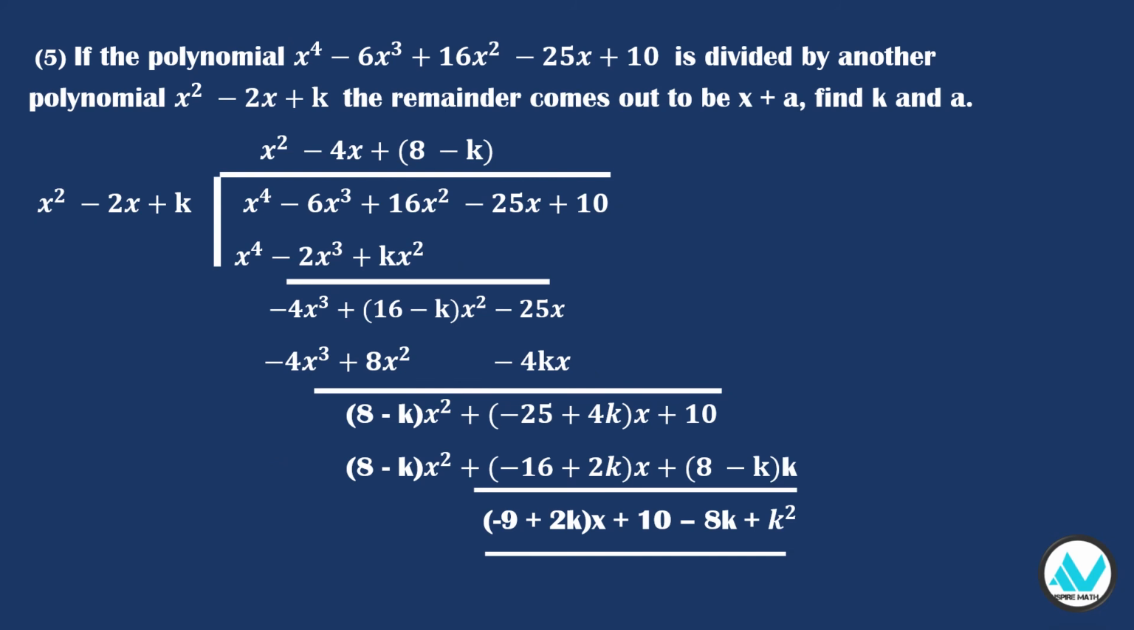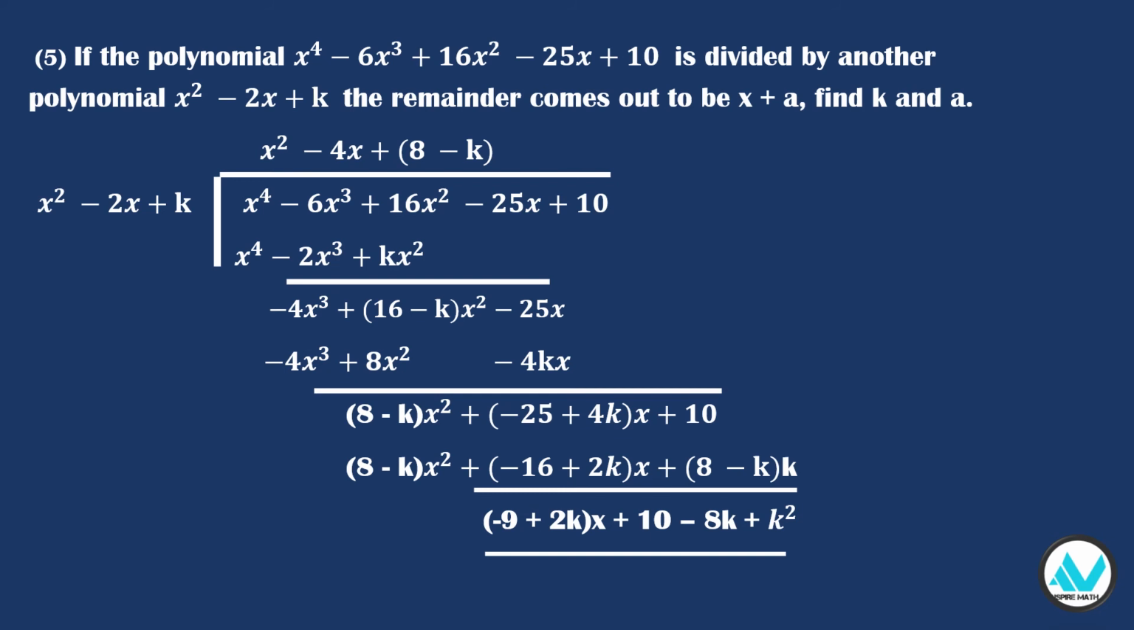Now let's move on to the fifth problem. If the polynomial x power 4 minus 6x cubed plus 16x squared minus 25x plus 10 is divided by another polynomial x squared minus 2x plus k, the remainder comes out to be x plus a. Now find k and a. Now for this sum, let us divide the entire polynomial by x squared minus 2x plus k.